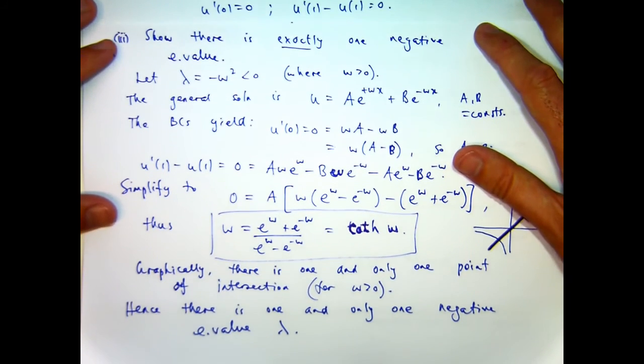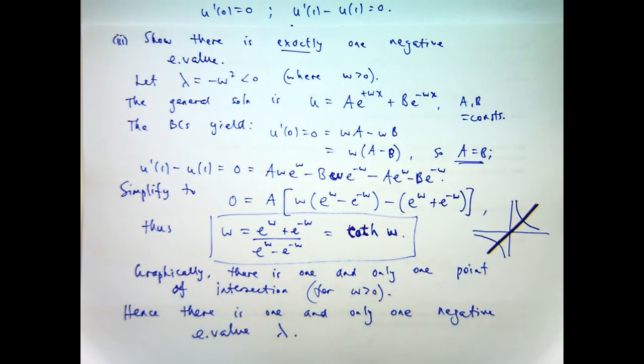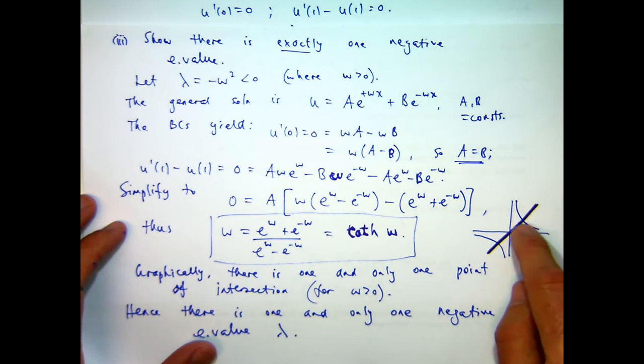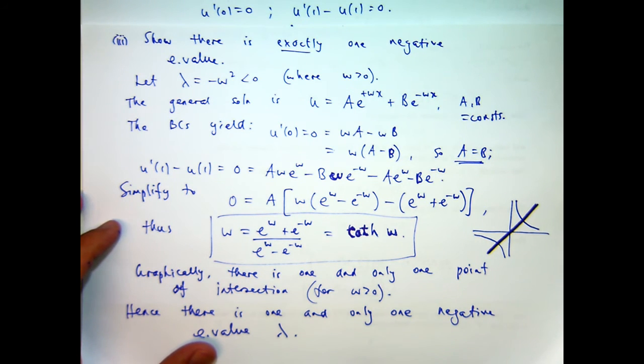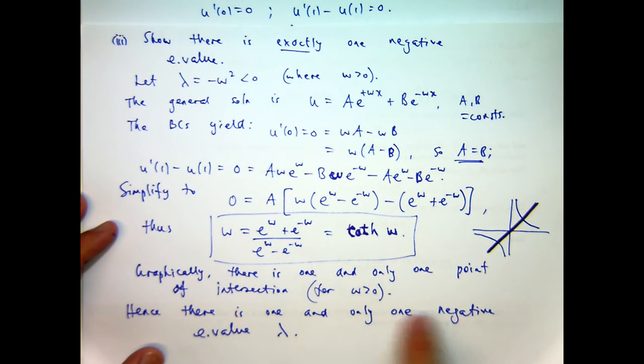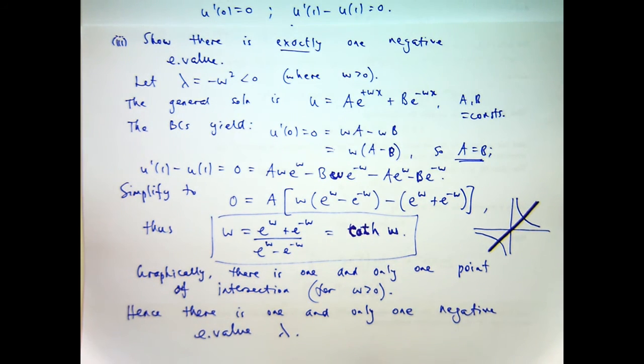So our conclusion would be, because this intersects once and only once in the positive half of the picture, there's one and only one point of intersection, hence there is one and only one negative eigenvalue lambda, because lambda equals negative omega squared.